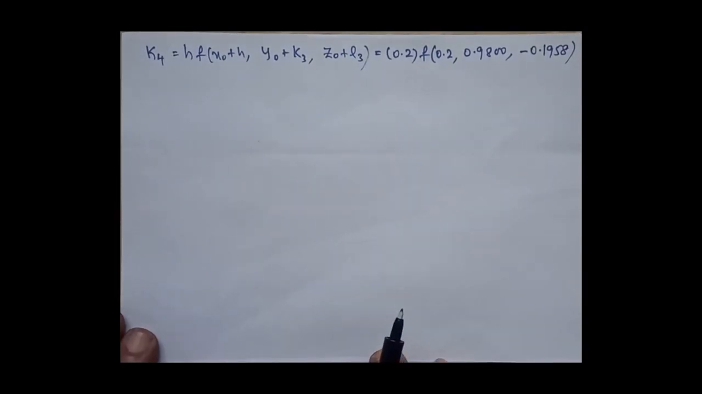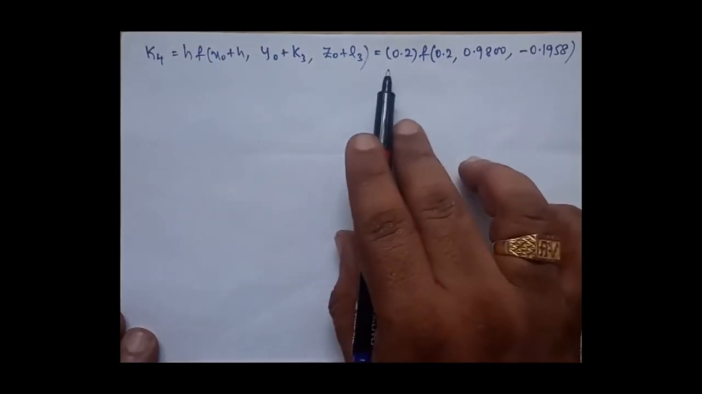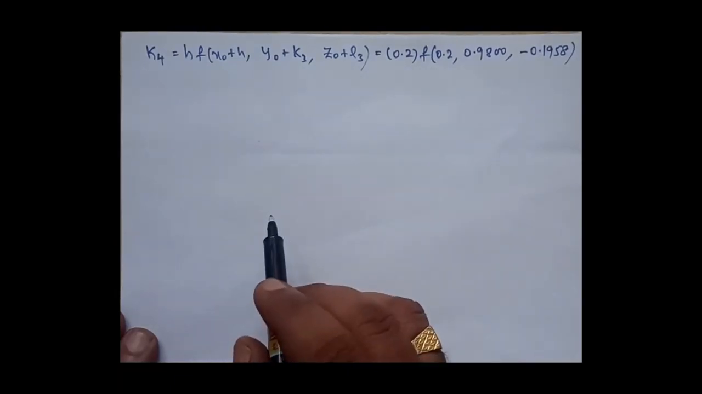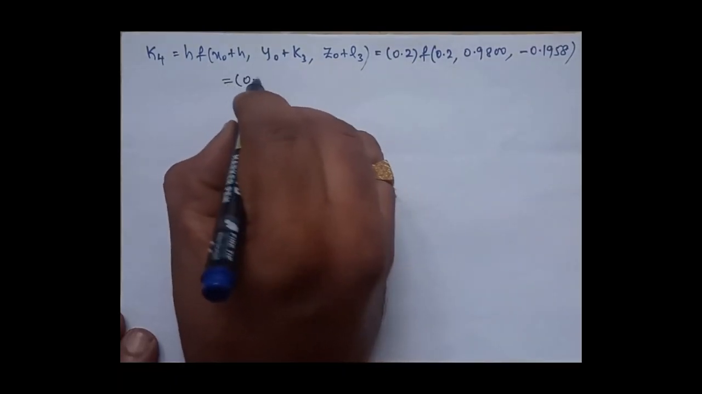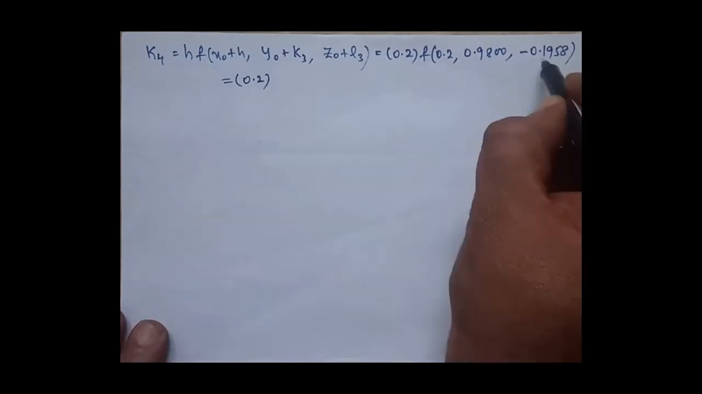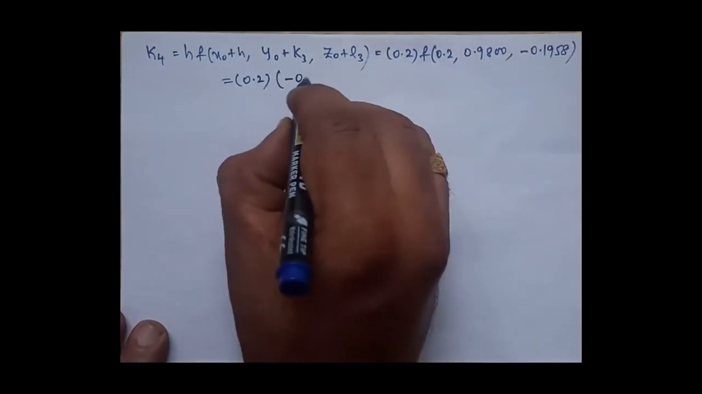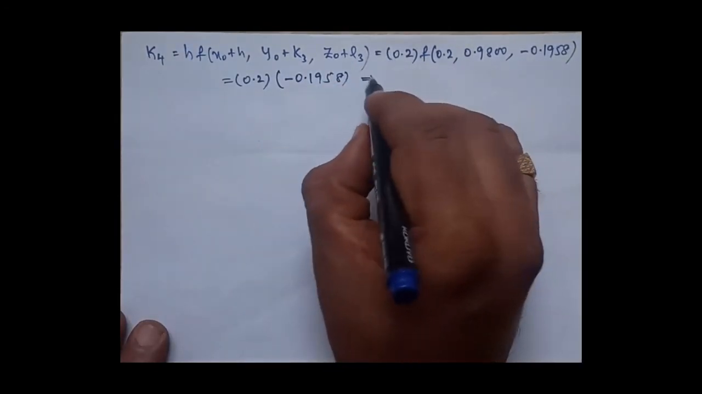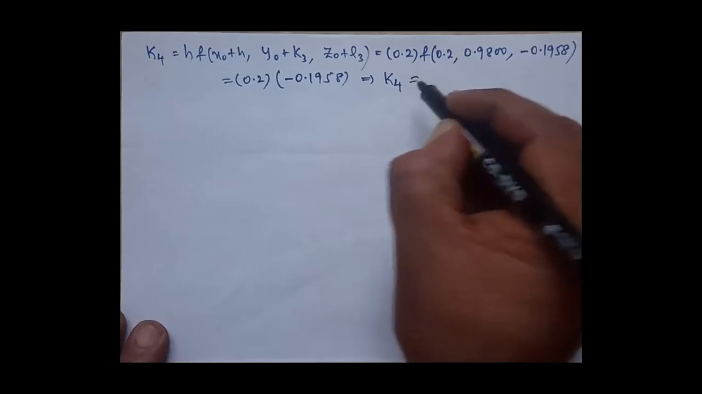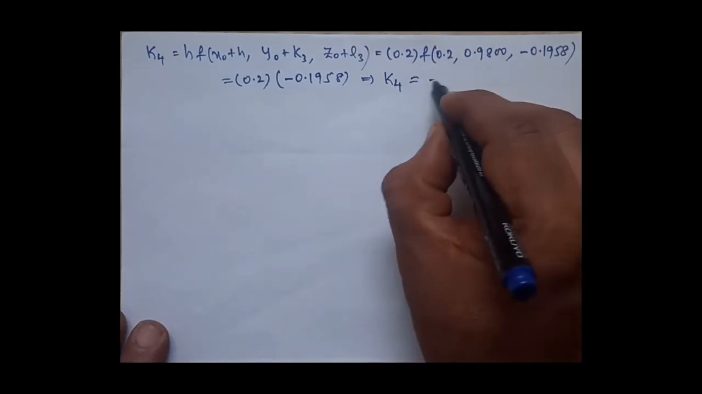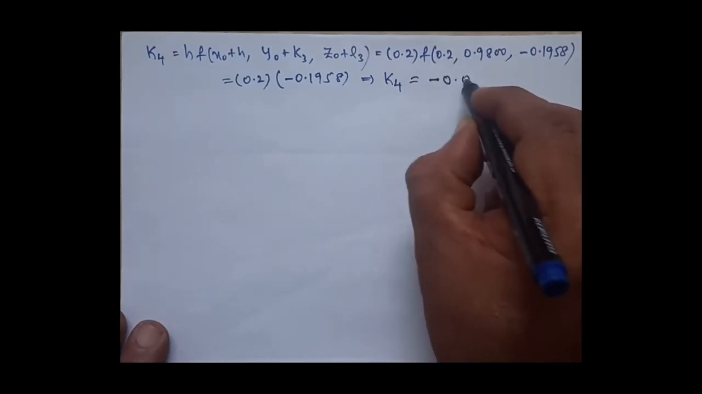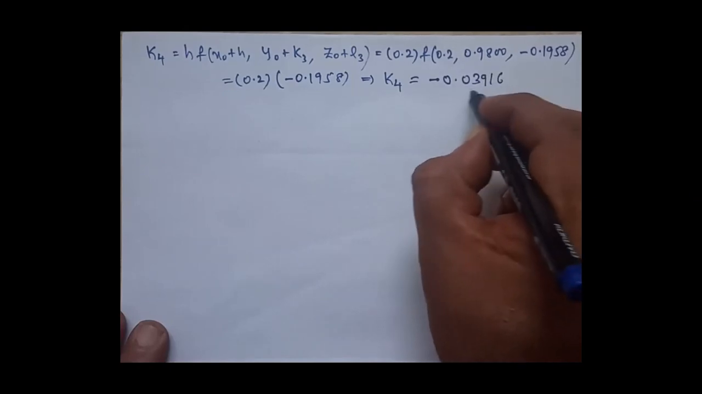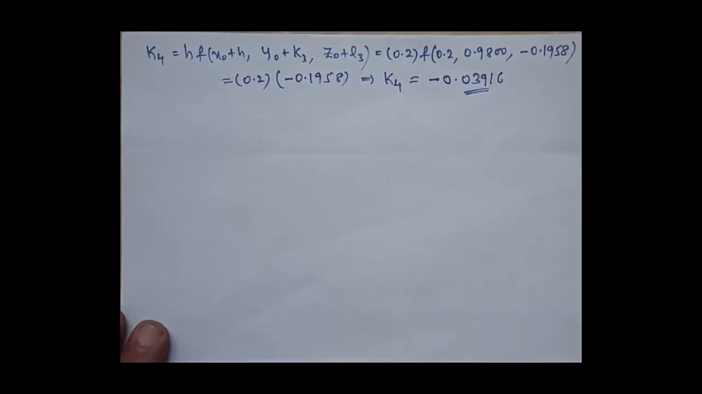This is the K4 expression. Now this is equal to 0.2 into f. F is z, and z here is minus 0.1958. If we simplify this, we get the value of K4, and K4 for this problem is minus 0.03916. So this is the K4 value. So we got all the Ki's: K1, K2, K3, K4.